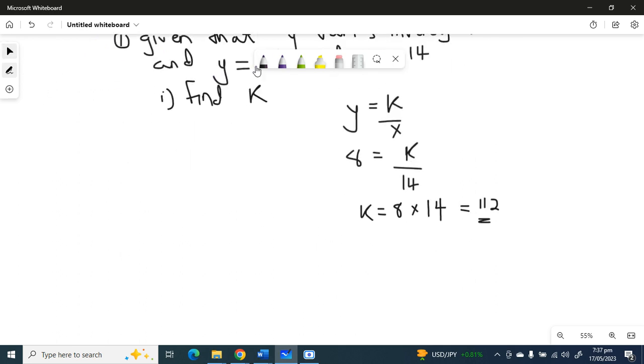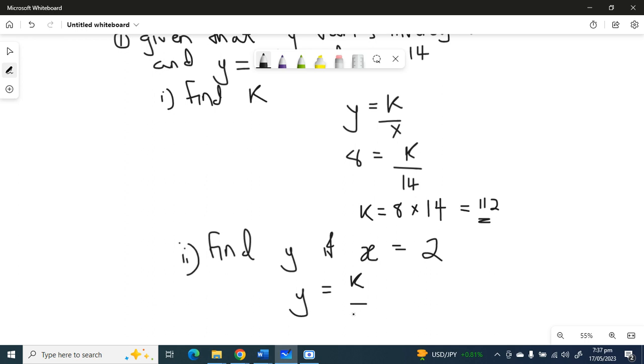Then let's say, for example, this is a continuation of the question: find y if x equals 2. So our constant is always going to be 112. So we say y equals k over x. K is 112 and X is 2. 112 divided by 2.